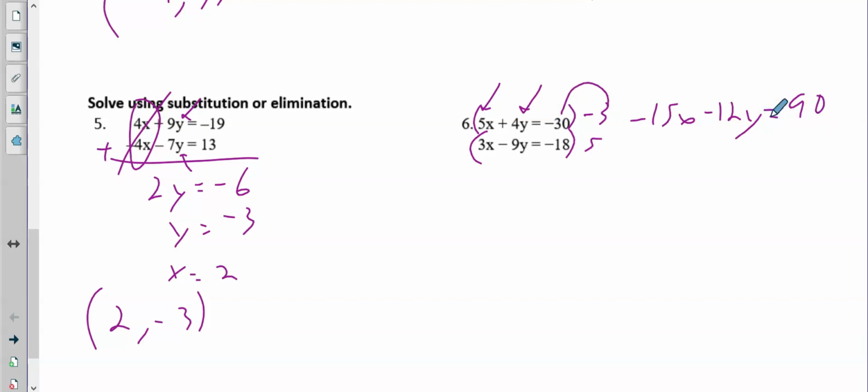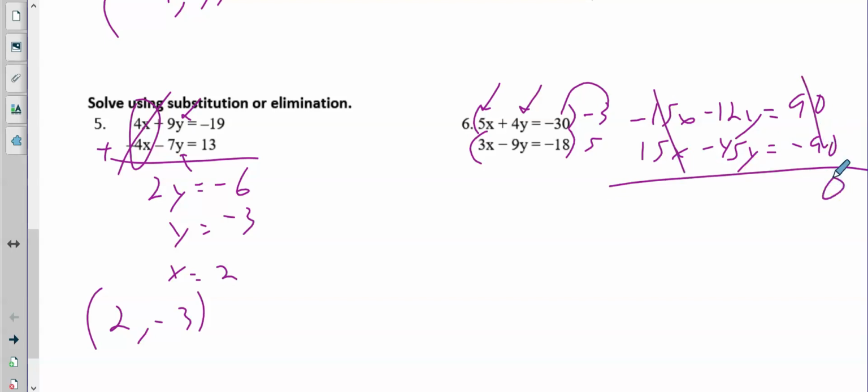Negative times negative. Here, 15x minus 45y, 9 times 5, equals 5 times 18, well, sorry, negative 18. So it's going to give me negative 90. Again, when I add straight down, yes, I'm going to end up with 0, and that's okay.